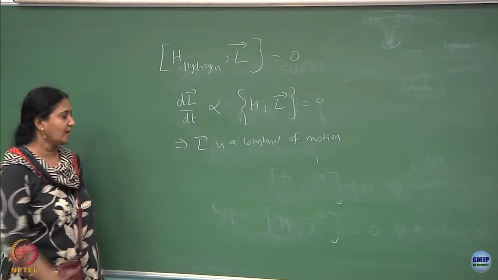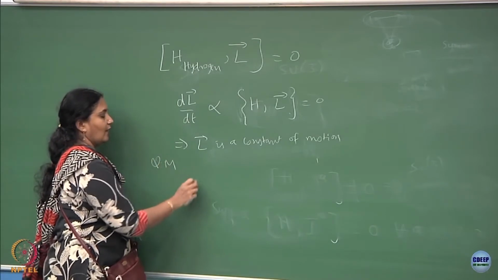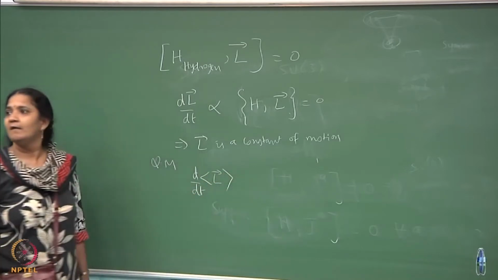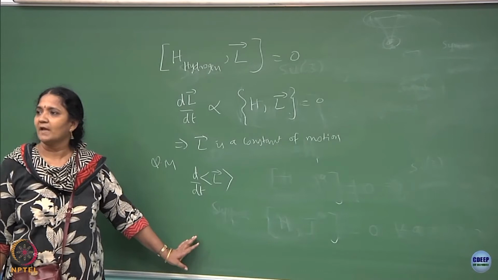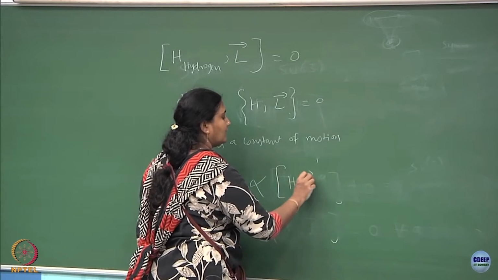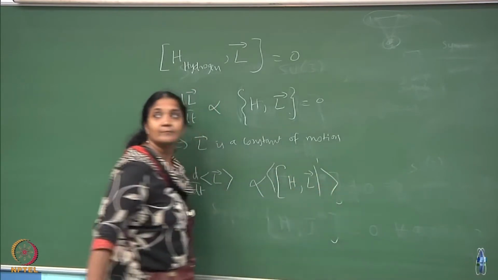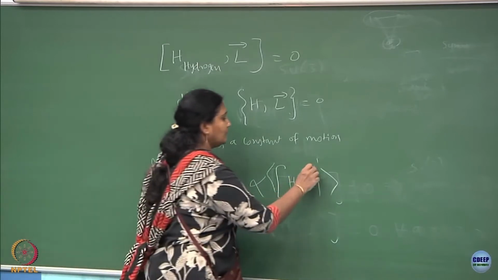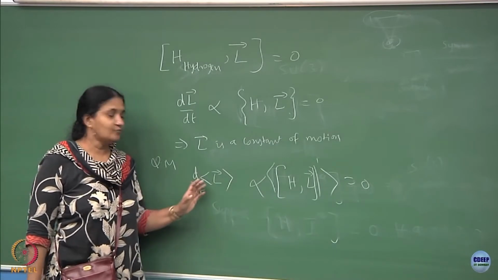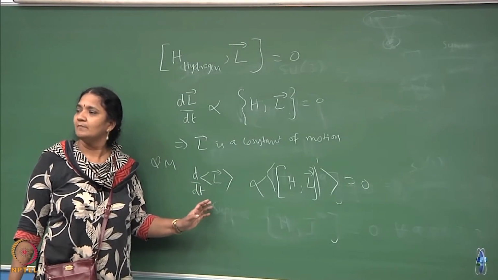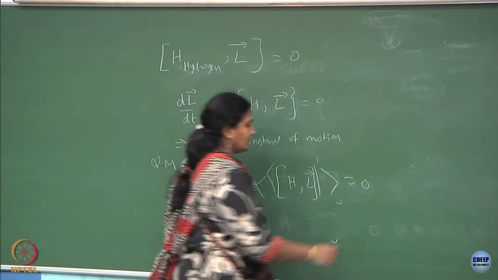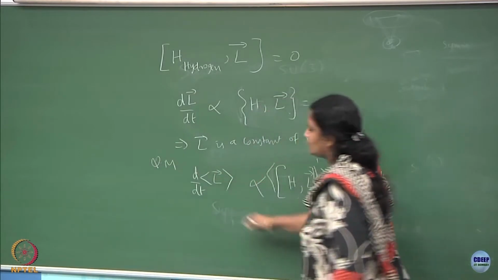But if you go to quantum mechanics, what is the difference? You have d by dt of the expectation value of L. Sure, you have done it in quantum mechanics. What is this going to be proportional to? The commutator of H with L, right? Expectation. And this is going to be 0. That is why you say that the rate of change of angular momentum is 0, meaning this is a conserved quantity. So, the expectation value of L is going to be constant.